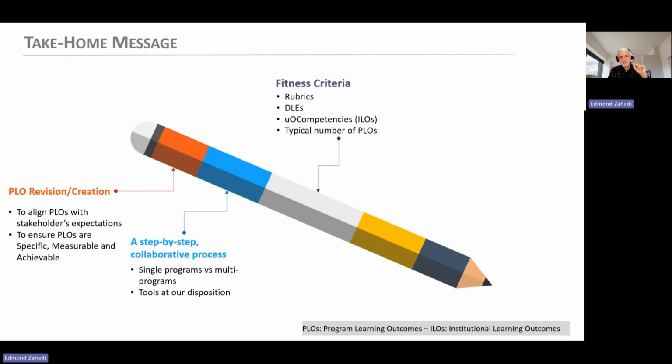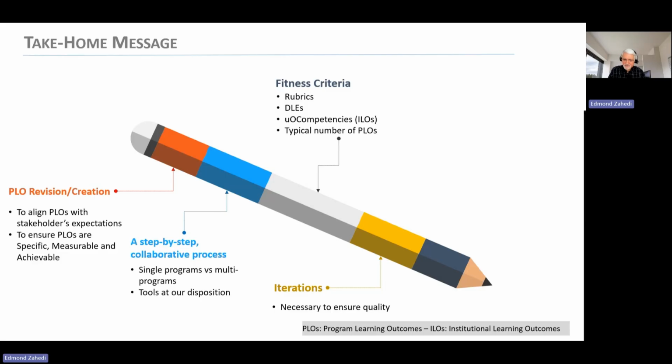We have a series of fitness criteria, the rubrics, the degree level expectations, your competencies, and we know what typical number of PLOs we are targeting. And you have a bunch of examples from other programs. You have philosophy, you have science, math, chemistry, engineering, whatever field you like, you have PLOs that can serve as a template for you to use.